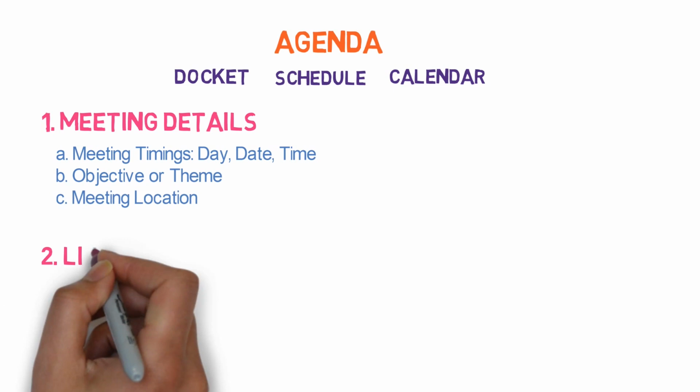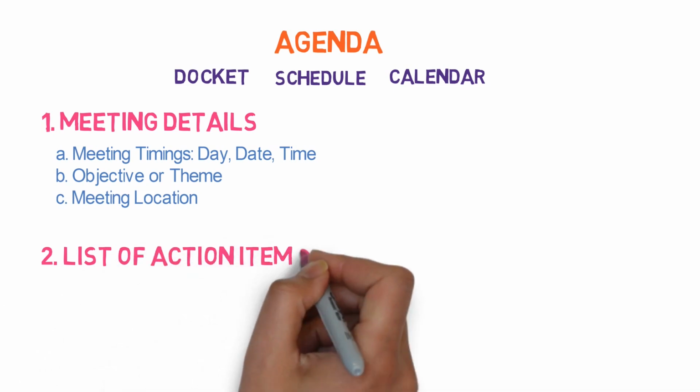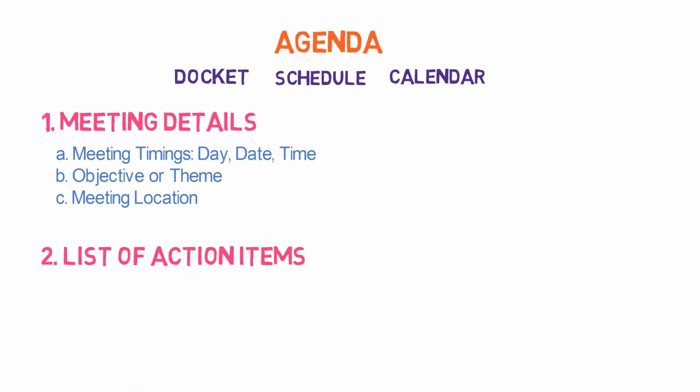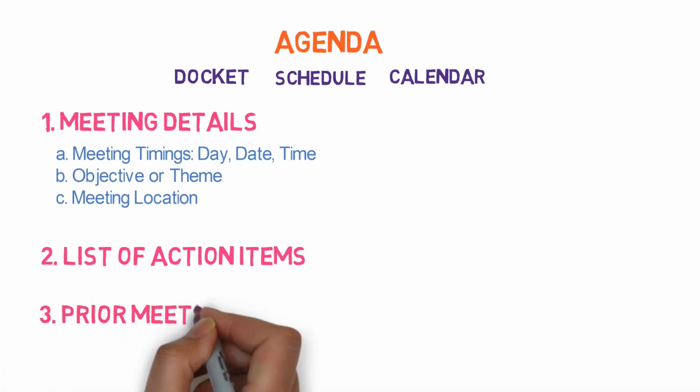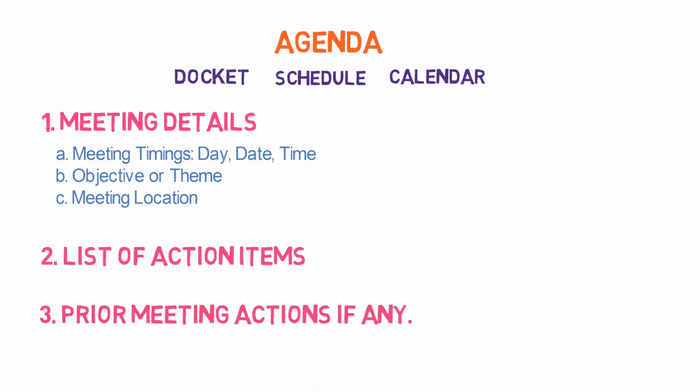The second thing is the list of action items along with the speaker or presenter's name. And number 3, prior meeting actions if any. For example, bring a pen and paper, study this material for the meeting. So these are the 3 most important details in an agenda.